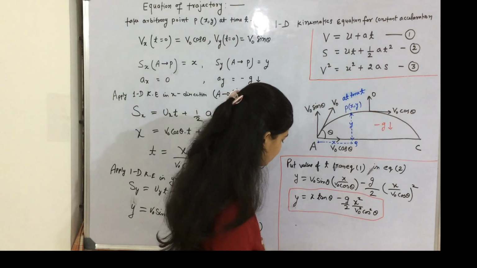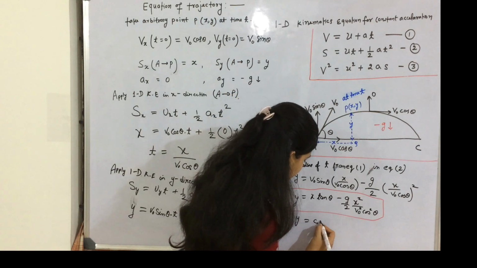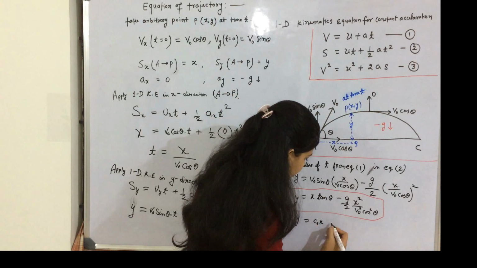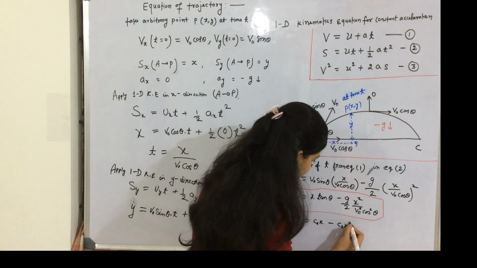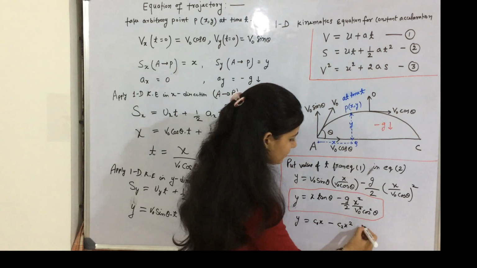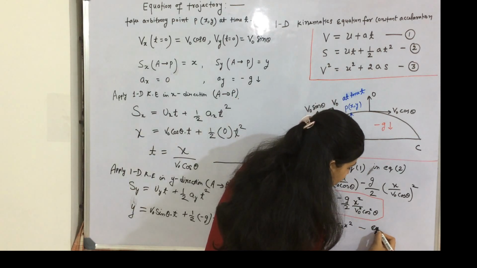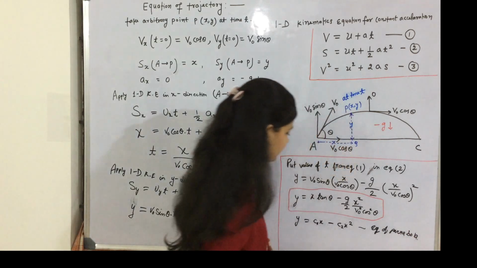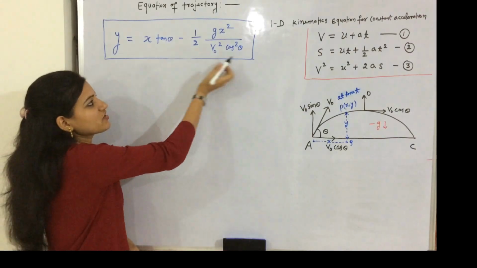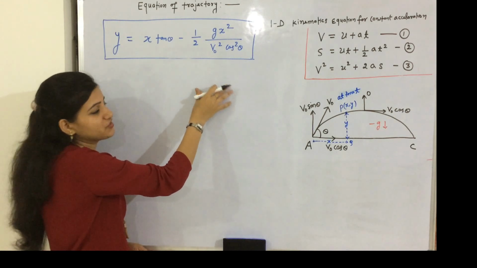Now we have y equal to c1 x minus c2 x square. So this is the equation of a parabola. So this is the equation of trajectory. Now we will write the equation of trajectory in terms of range.